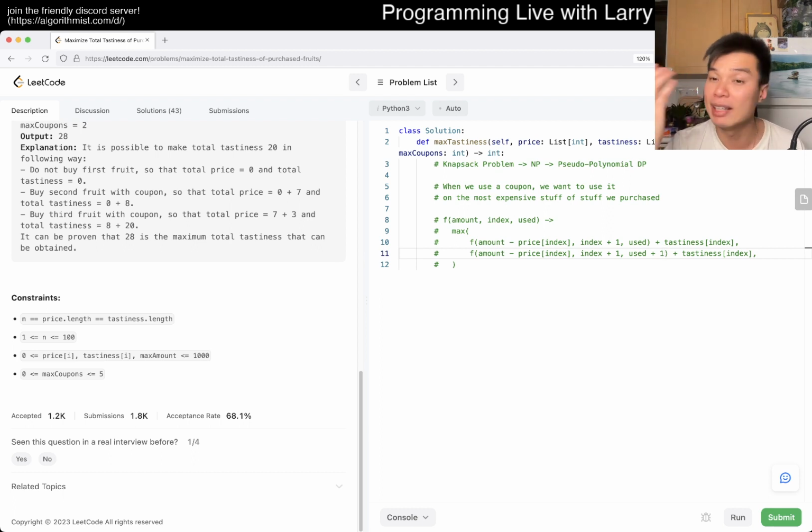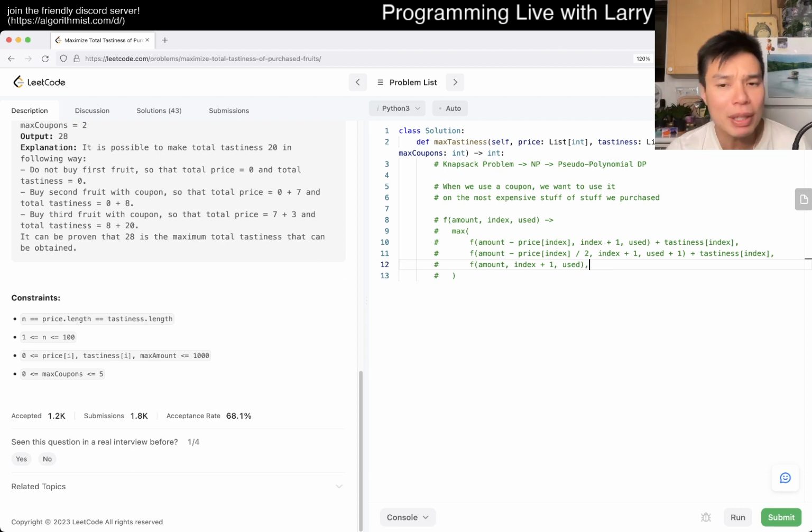Obviously, maybe you do an if statement to make sure that used is less than max coupons or something like that, or maybe you could kind of count down instead. Either way, right? So it's something like this, but now it is price over 2, right? Divided by 2. Maybe in the pseudocode it's not Python, so I just do this. And then the last one is just not buying it, right? So you still have the same money, index plus 1, used, and then that's it, right? So that's pretty much it. That's going to be your dynamic programming function.